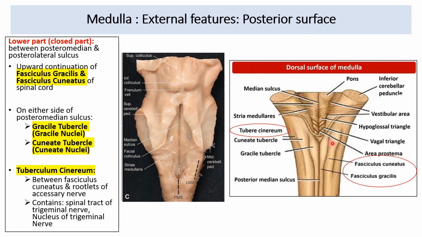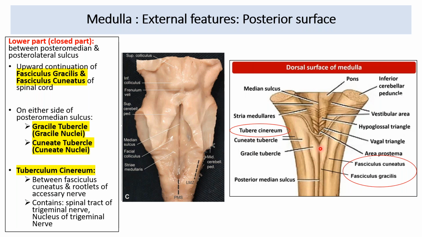They are on either side of the posterior median sulcus. So these running tracts will end in this oval kind of structure on both sides. These are two swellings which are called the gracile tubercle and cuneate tubercle. Inside the gracile tubercle is the gracile nucleus, and inside the cuneate tubercle are the cuneate nuclei. So externally, the fasciculus gracilis and cuneatus will appear like a longitudinal swelling, and the area of the nuclei will appear in the form of a tubercle, called the gracile and cuneate tubercle.